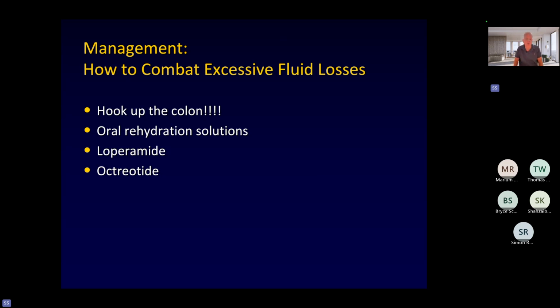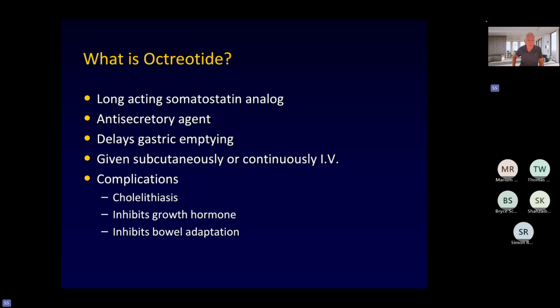Loperamide has been used to try to slow intestinal transit, and octreotide, which is used not only for GI bleeding, but also to reduce gastrointestinal secretions. Octreotide is a long-acting somatostatin analog. It is an anti-secretory agent which delays gastric emptying. It can be given subcutaneously or continuously IV.